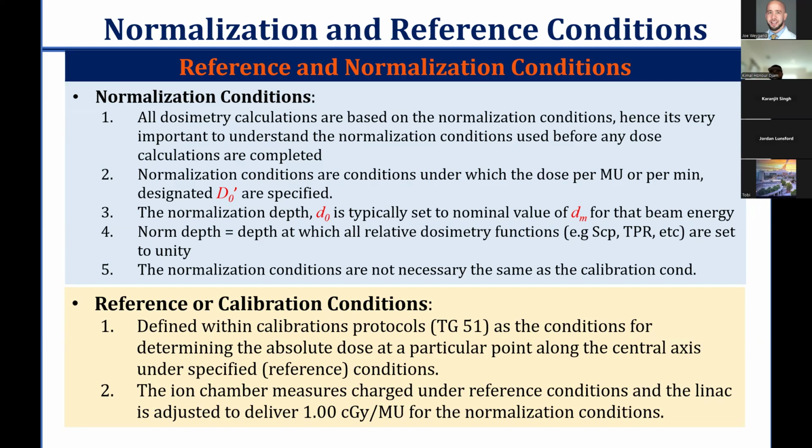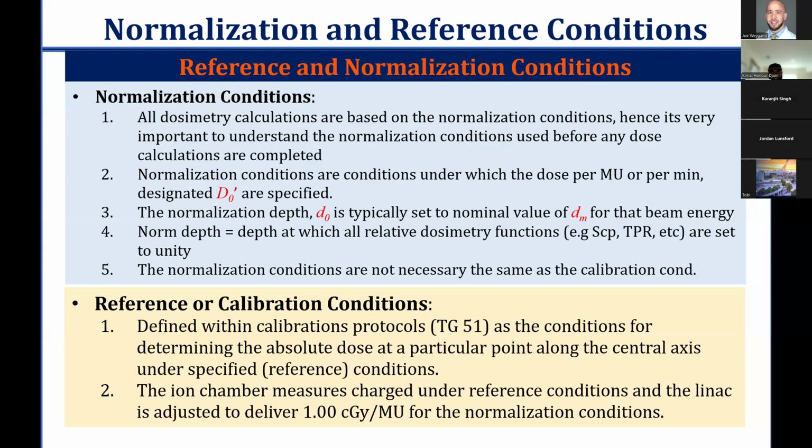Remember that these conditions are more about practical usability in our day-to-day calculations rather than absolute measurement accuracy. Calibration or reference conditions are about determining precisely how much dose we are delivering, whereas normalization allows us to apply relative dosimetry to different parts of the patient consistently. TG51 describes our reference or calibration conditions very precisely, while TG71 talks about normalization conditions. You should keep that in mind.